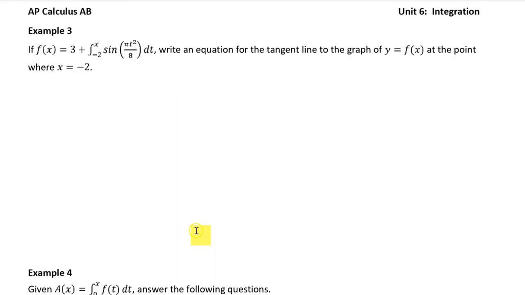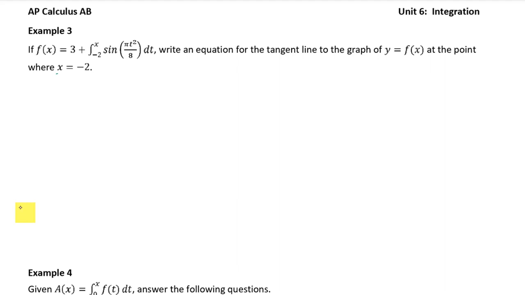All right, so our next one is a familiar one as well. It says, if f of x equals 3 plus the integral from -2 to x of sine of pi t squared over 8 dt. Looks like a nasty equation, but let's see what's happening here. Write an equation for a tangent line to the graph of y equals f of x at the point where x is equal to 2.